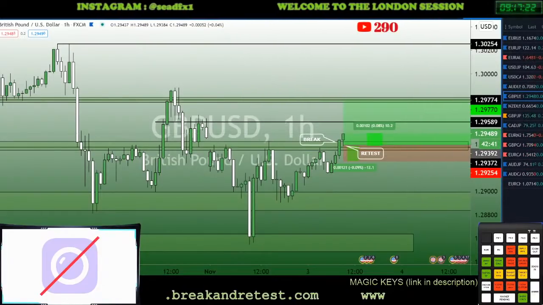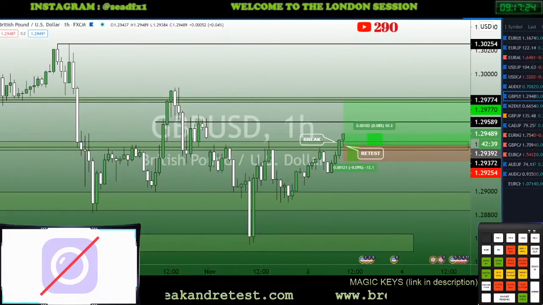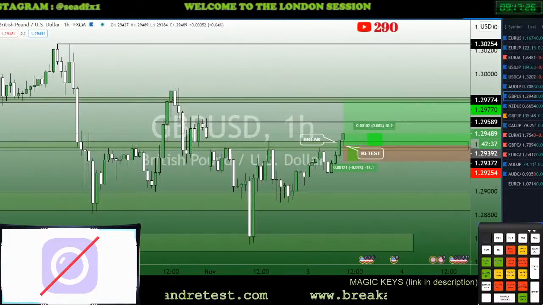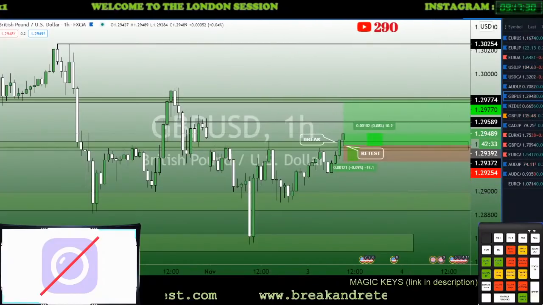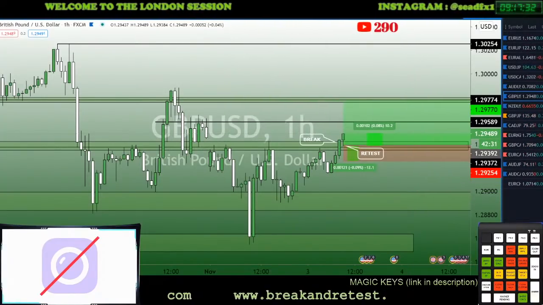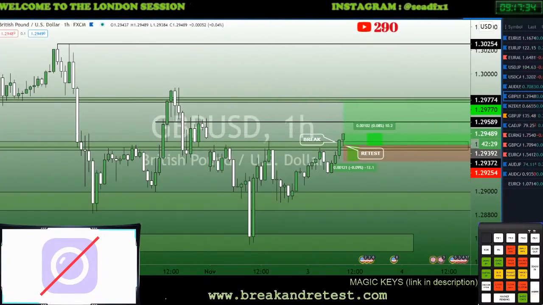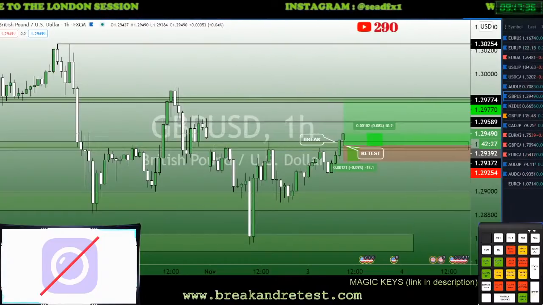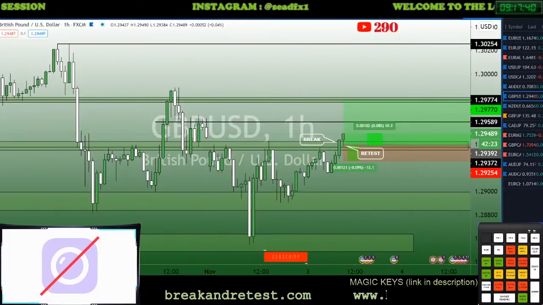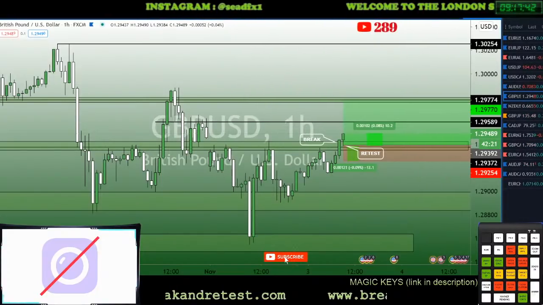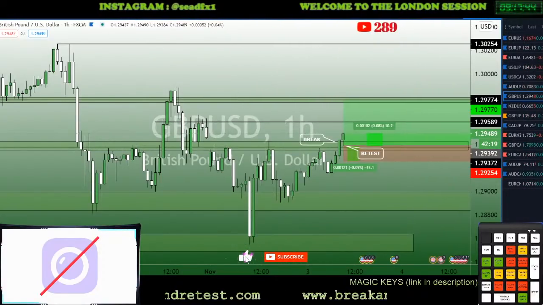Let's go, Geo, let's go. Pretty nice push. We have 10 pips. Let me check. I'm gonna see if I can secure some, or I'm gonna leave it just a little bit more so I can get a little bit more than 10 pips.